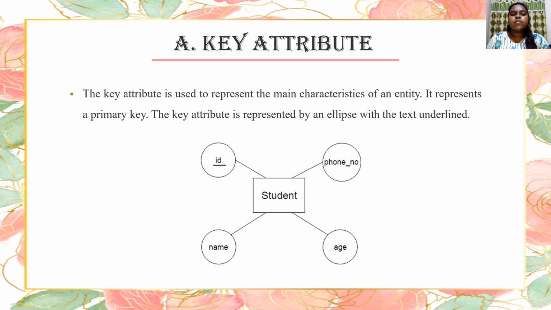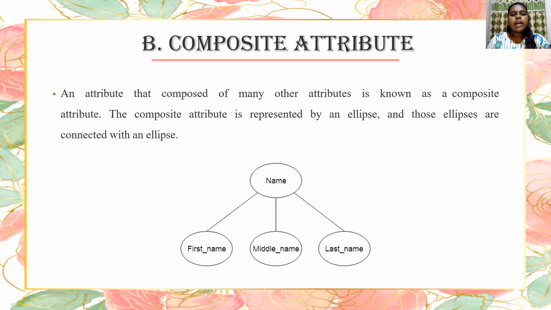Key attribute is used to represent the main characteristic of an entity. It represents a primary key. The key attribute is represented by an ellipse with the text underlined. In the below figure, ID and phone number are the key attributes. An attribute that is composed of many other attributes is known as a composite attribute. The composite attribute is represented by an ellipse, and those ellipses are connected with an ellipse.